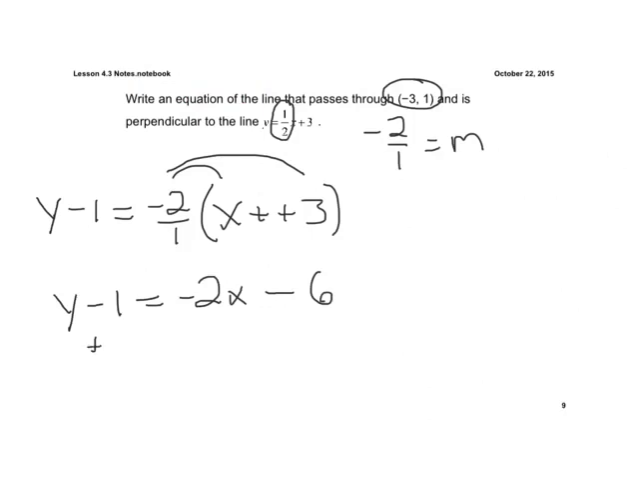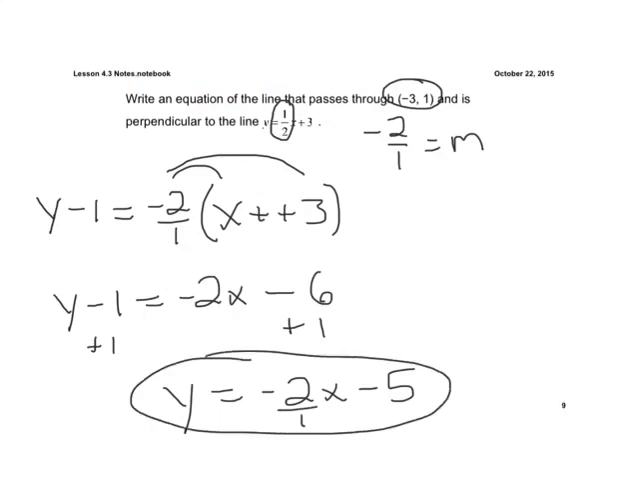Okay, let's go ahead and add our 1 now to get it in slope-intercept form. Y equals negative 2x plus 7. So negative 2 or negative 2 over 1, either way, they're the exact same. We have our negative reciprocal slope.